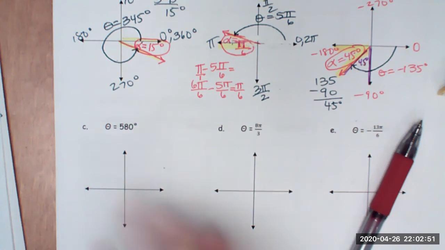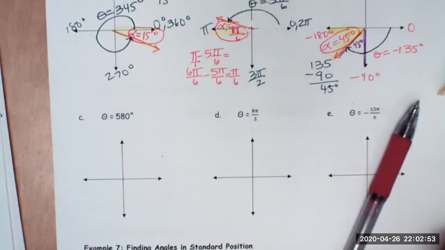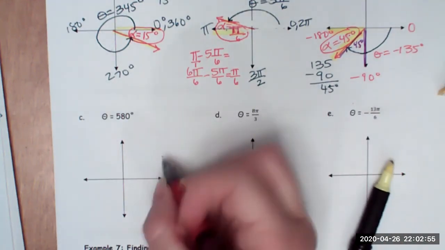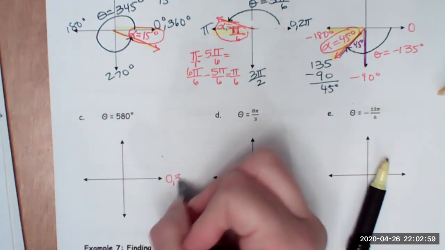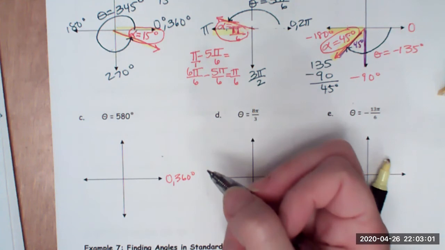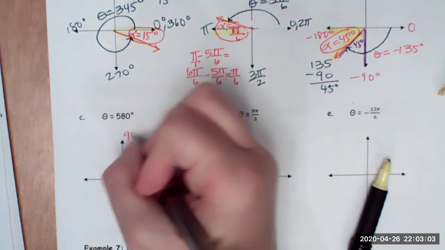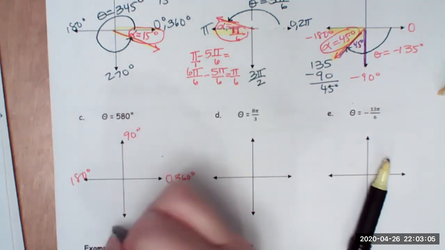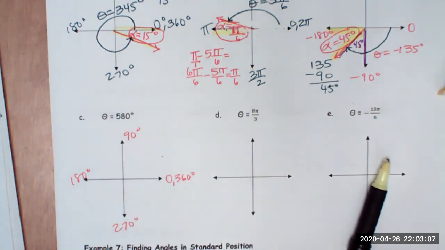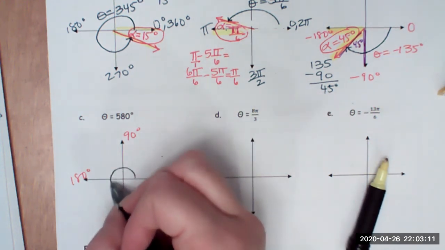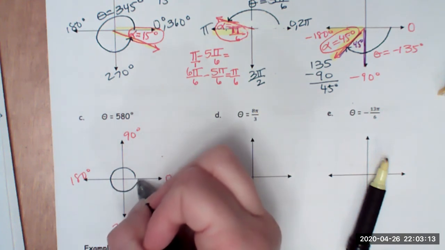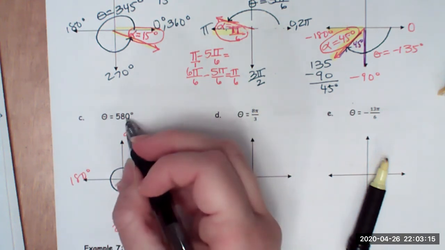Let's look at 580 degrees, okay? So here we can see this is over 360. So 0, we're going to travel around a full 360 plus some more, 90, 180, 270, okay? So I'm going to wrap around here. So I'm going to go a full 360 around, and I have to figure out how much farther I need to go to get to 580, right?